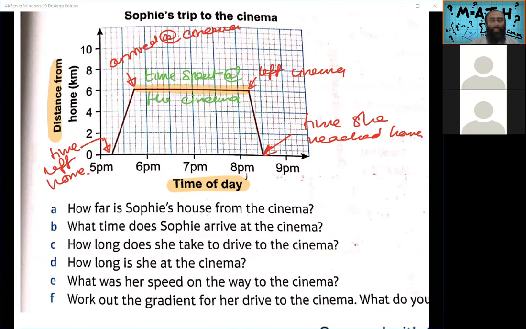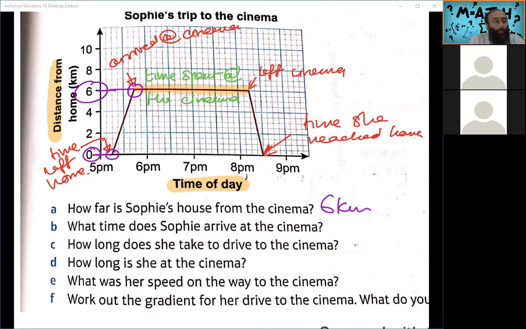So for question A, Layla, let's go. How far is Sophie's house from the cinema? From the cinema, 6 kilometers. Excellent. So we start from home, which is obviously 0 kilometers. She arrives at the cinema here, which is 6 kilometers away.